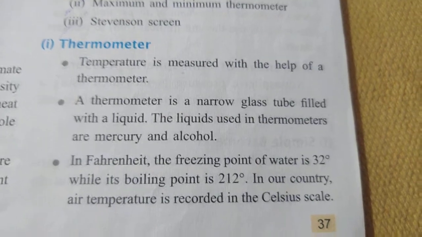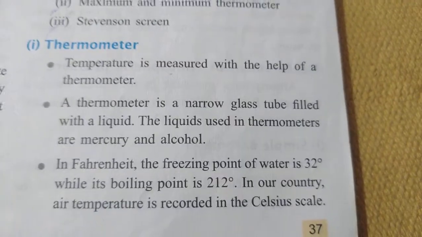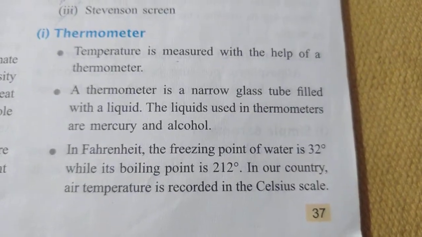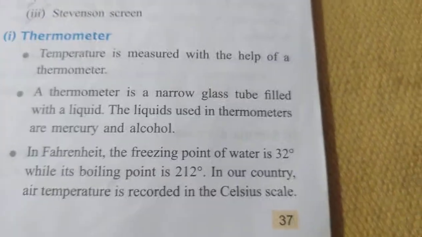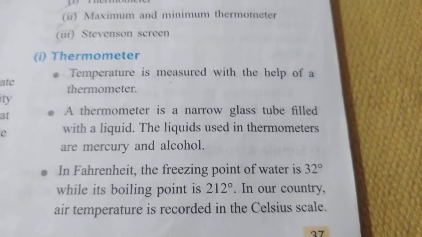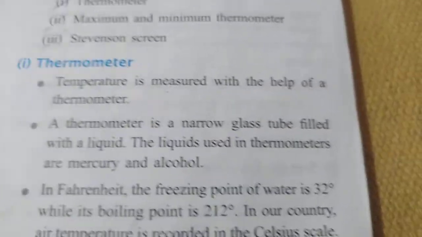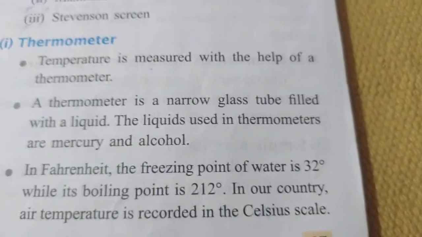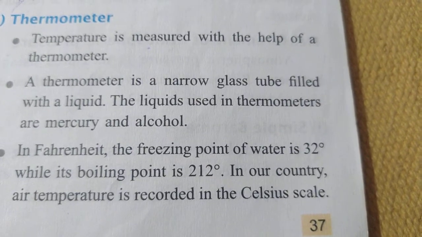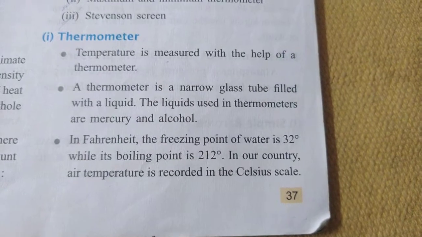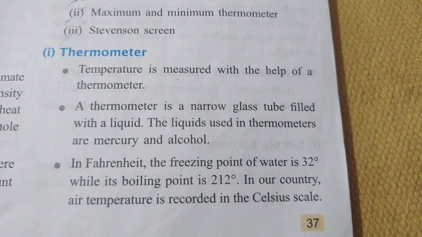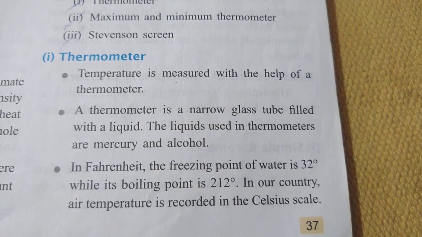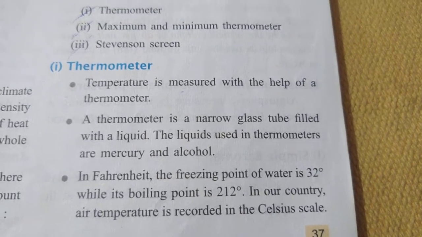Temperature is measured with the help of a thermometer. A thermometer is a narrow glass tube filled with a liquid. The liquids used in thermometers are mercury and alcohol. In Fahrenheit, the freezing point of water is 32 degrees, while its boiling point is 212 degrees Fahrenheit. In our country, temperature is recorded in the Celsius scale. In the Celsius scale, the freezing point of water is 0 degrees Celsius and the boiling point is 100 degrees Celsius.